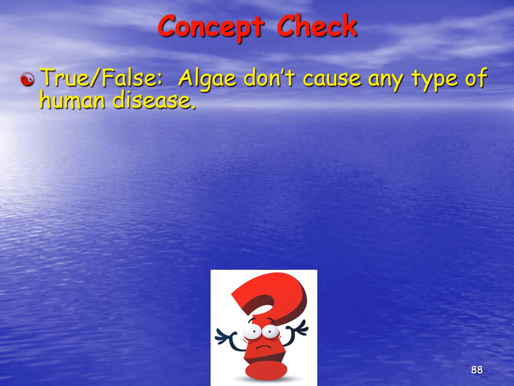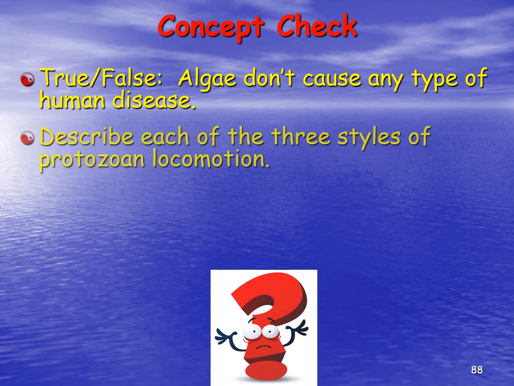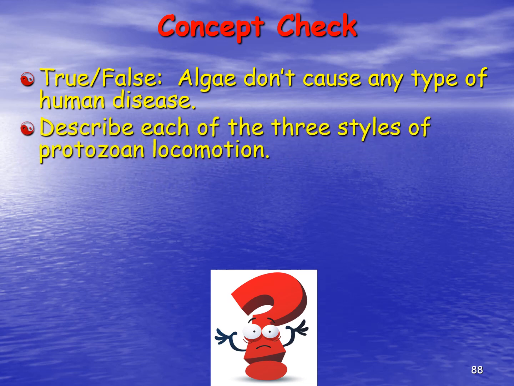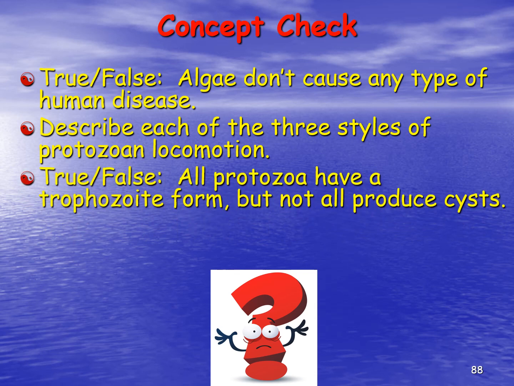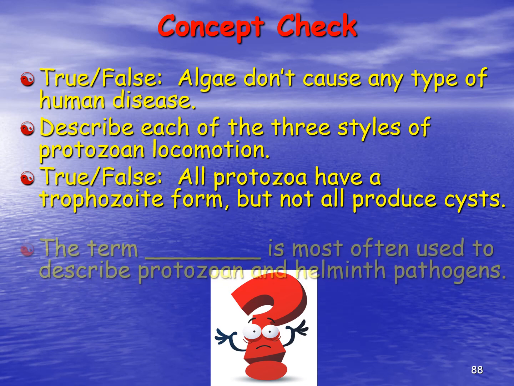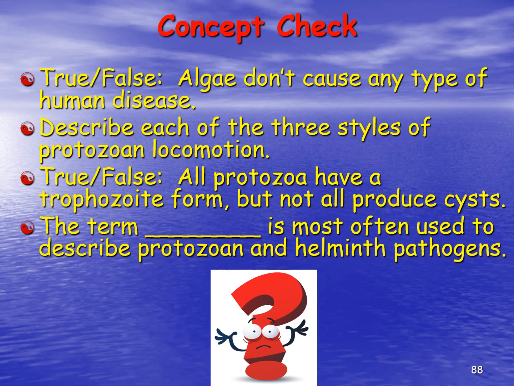So true or false, algae don't cause any type of human disease. Describe each style of protozoan locomotion. All protozoa have a trophozoite form, but not all produce cysts. And what is the term that is most often used to describe protozoan and helminth pathogens?